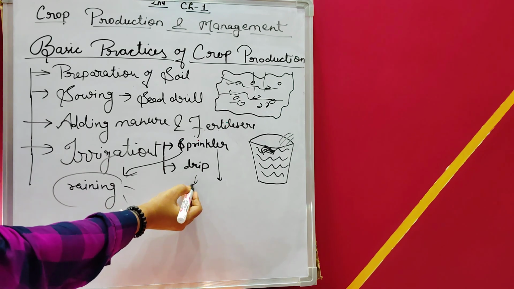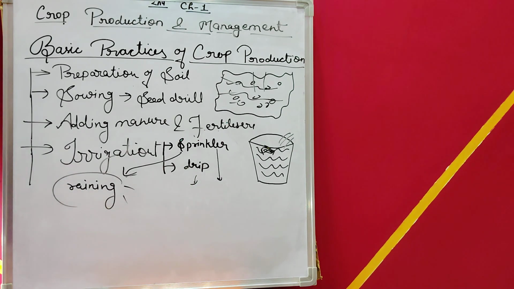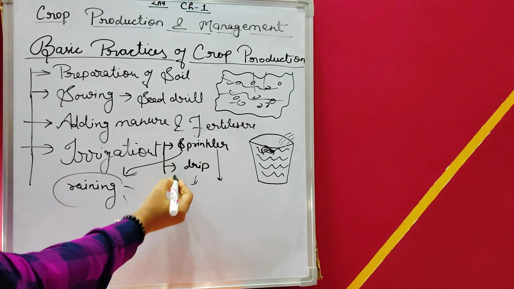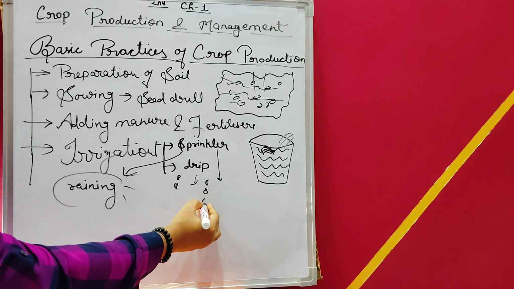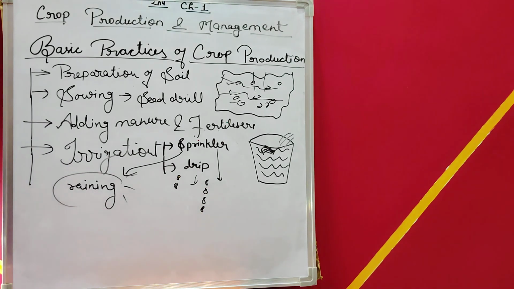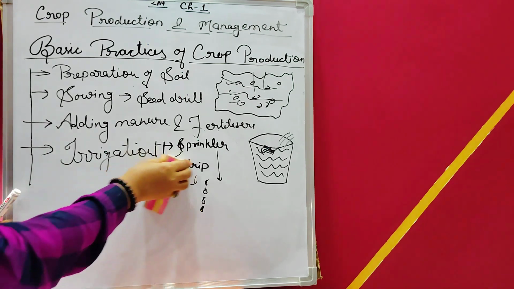The drip system, as its name suggests, is like that: water falls drop by drop. Drip means drop by drop. It falls drop by drop directly near the roots. The tool is connected with the well or any kind of water source, then water falls drop by drop directly near the roots. So water is not wasted at all. These methods are very useful for conservation of water.